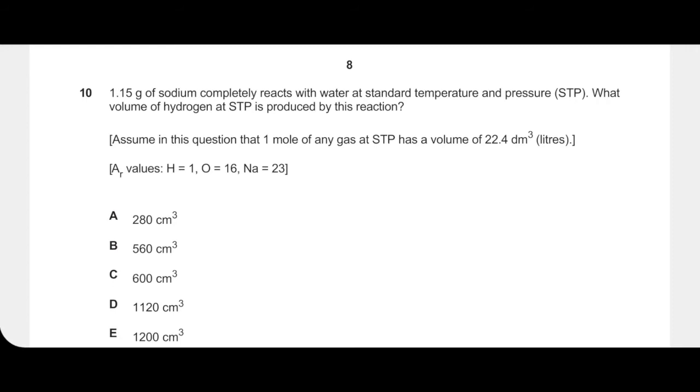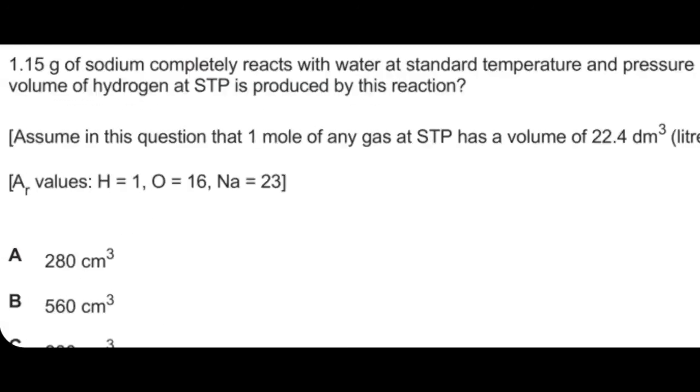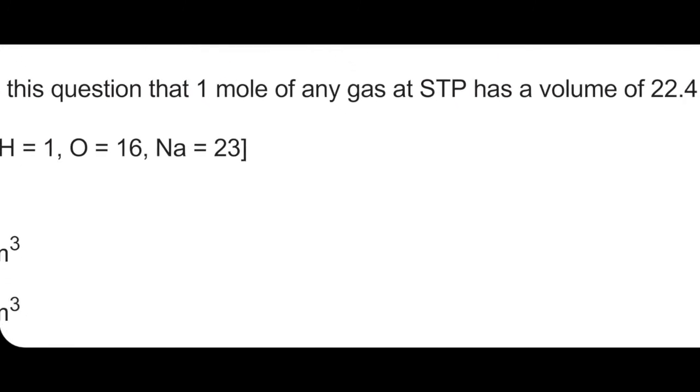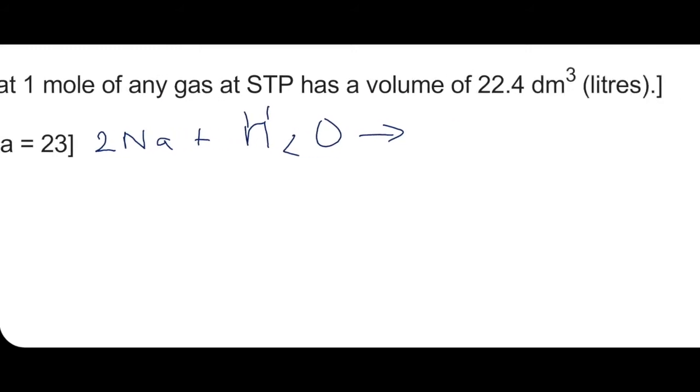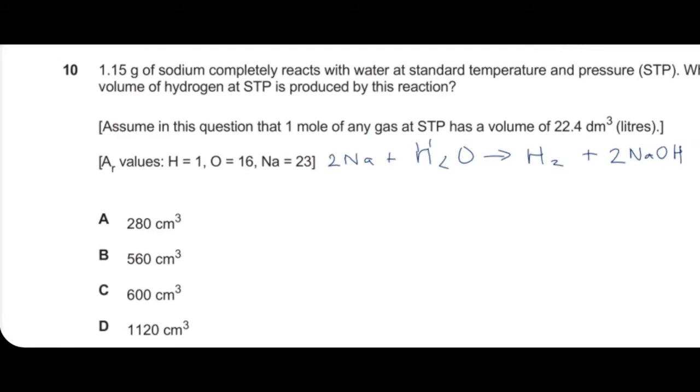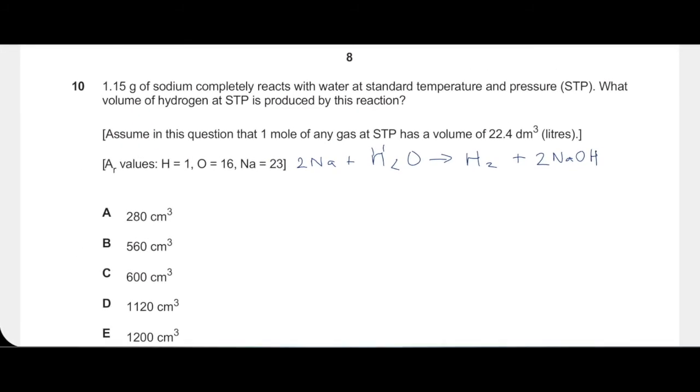So, step number 1 for this question is write out a formula for this reaction. So that's exactly what I'm going to do. 2Na plus H2O goes to hydrogen gas plus 2 sodium hydroxide. So, that is step number 1 completed.